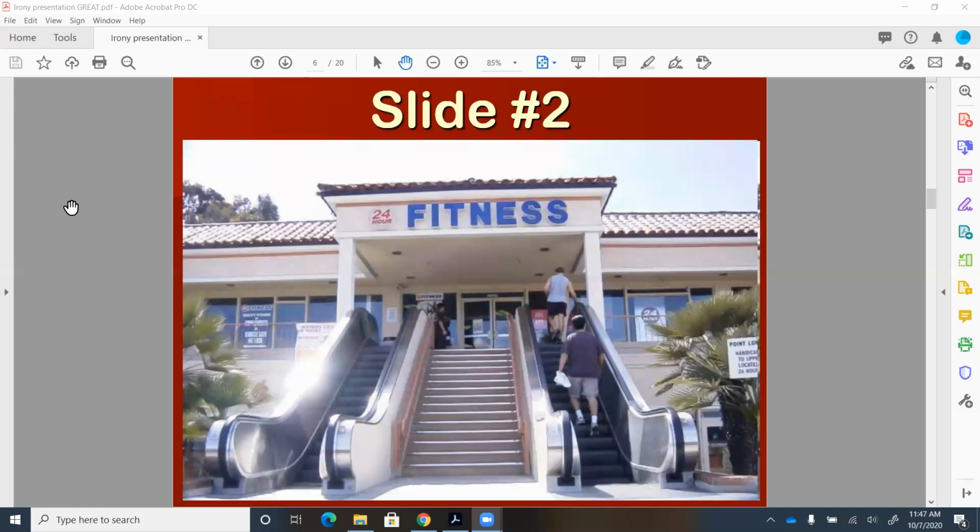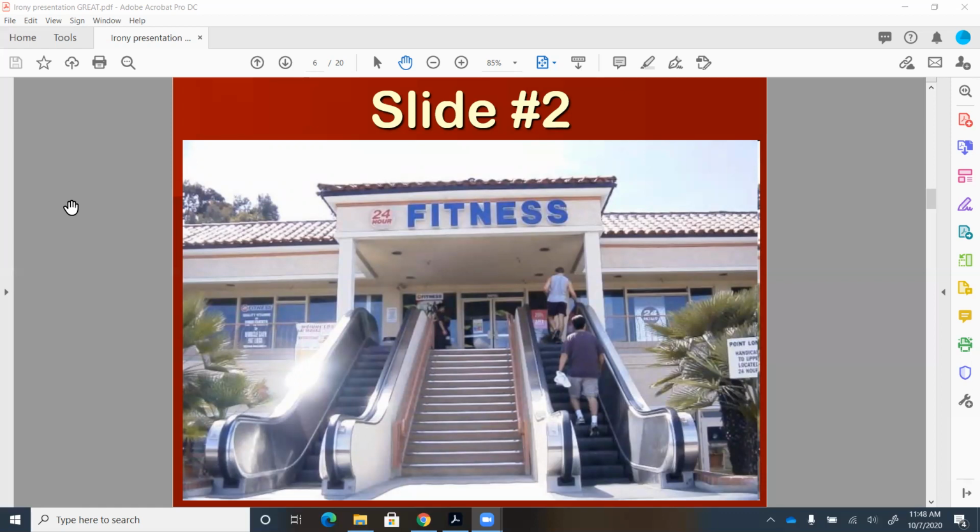Slide number 2. So there are no words here, but let's look at this picture. What's going on? You've got a 24-hour fitness center. You've got stairs in the middle of escalators, and you've got people going into the fitness center to work out who are riding an escalator instead of taking the stairs.